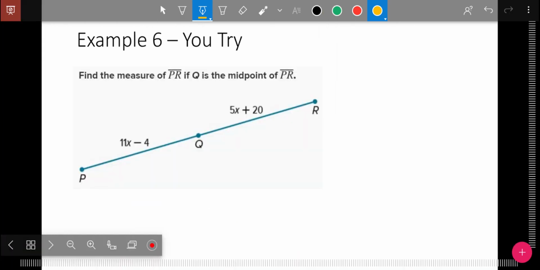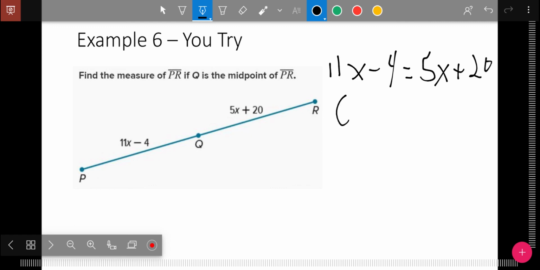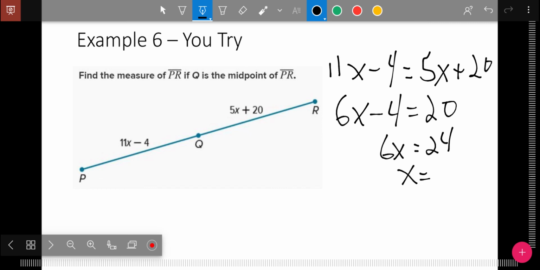Here's the next you try. Pause the video. If you need to go back and look at the example, do so, but give it a try. All right, hopefully you've unpaused the video because you're ready to see if you did it right. And so I did 11x minus 4 equals 5x plus 20. I minus the 5x over. I added the 4 over. I divided by 6.